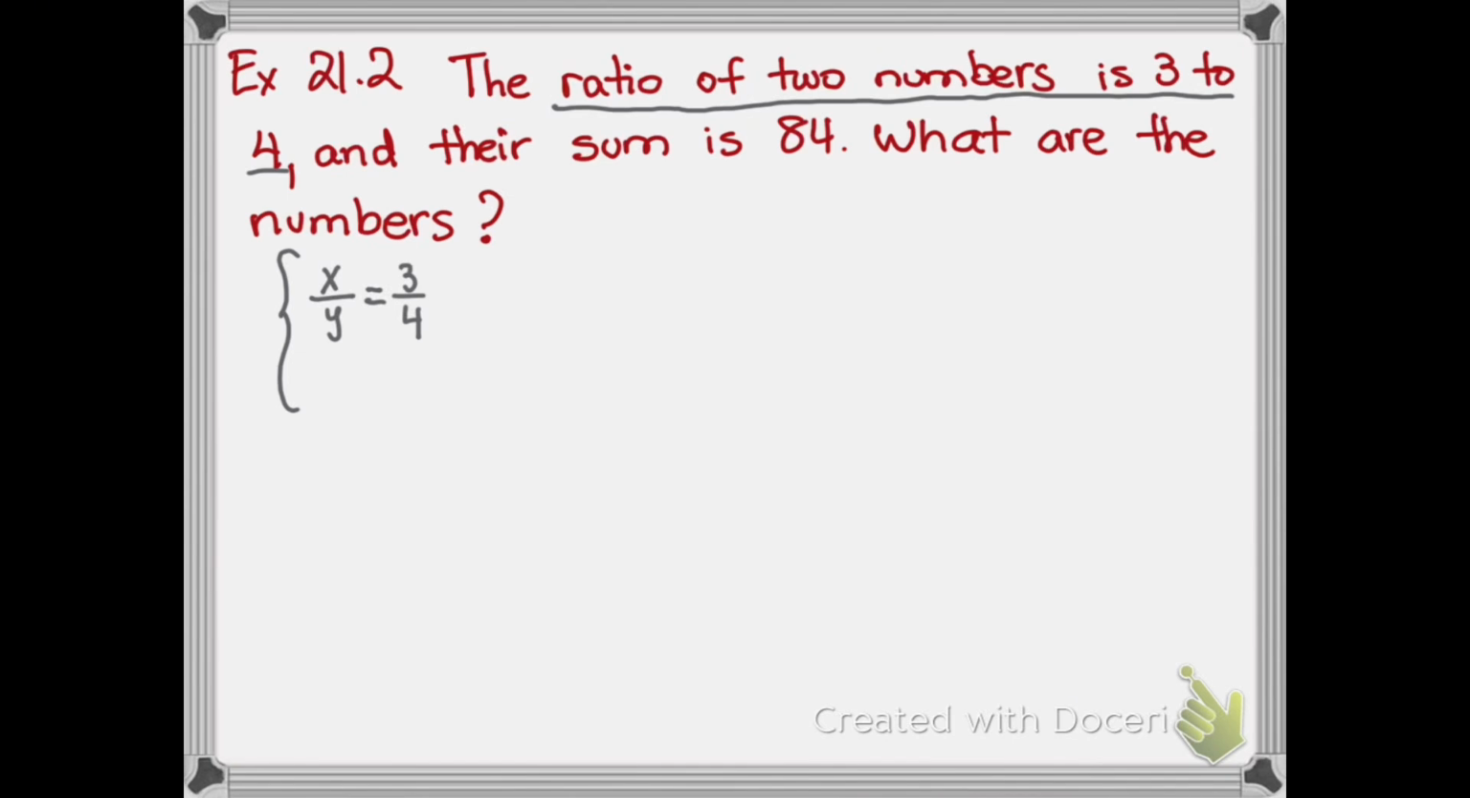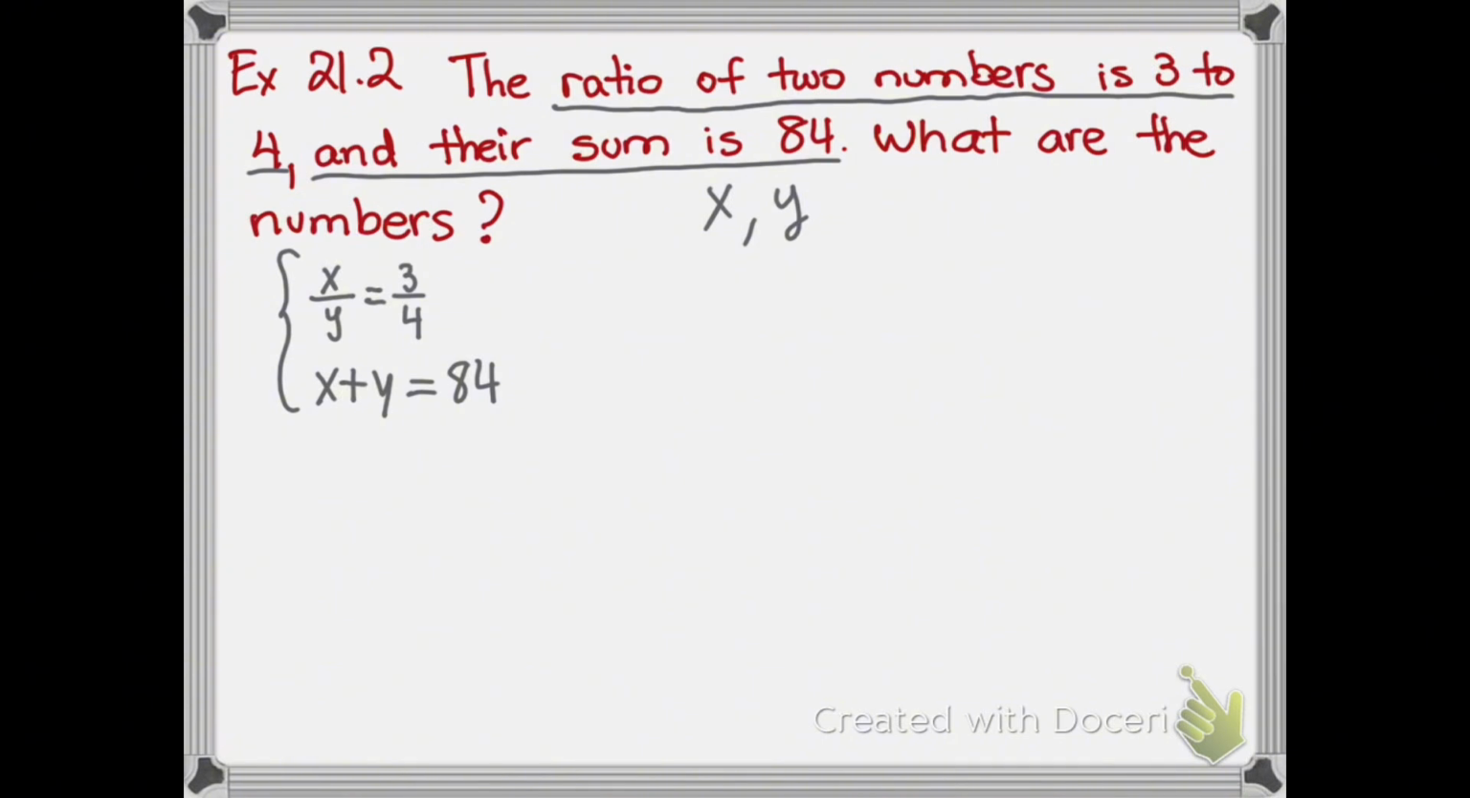That's what they're asking. What are the numbers? The numbers are x and y. That's what we're looking for. Now, if we continue, it says, and their sum is 84. So the sum of x and y is 84. And that is the system of equations that we have to solve.